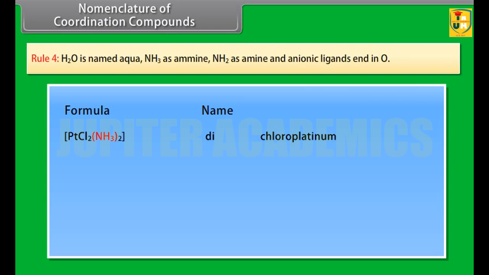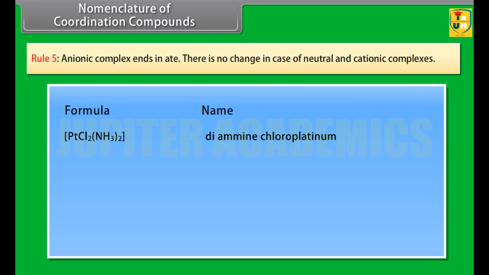Rule 4: H2O is named aqua, NH3 as ammine, NH2 as amido, and anionic ligands end in o. Rule 5: an anionic complex ends in "ate". There is no change in the case of neutral and cationic complexes. Rule 6: the oxidation state of the central metal is indicated by a Roman numeral in brackets.